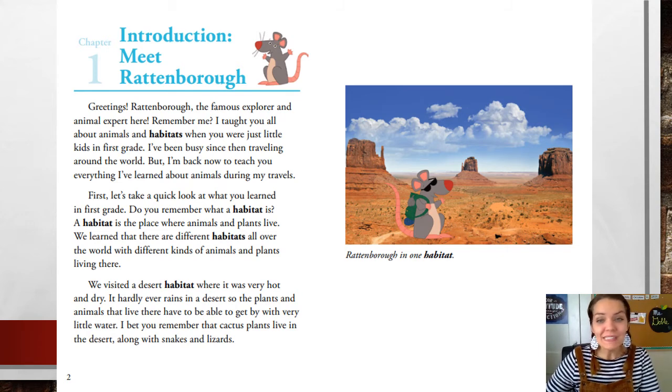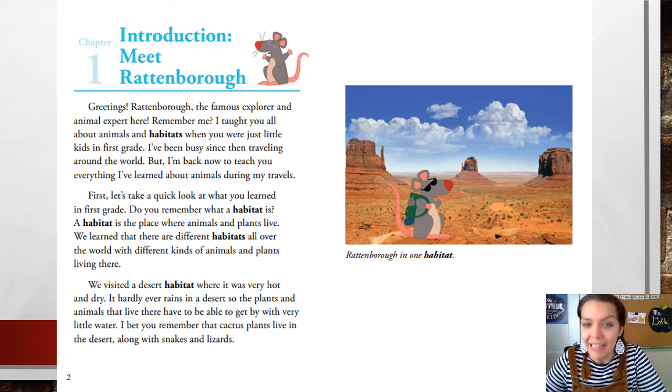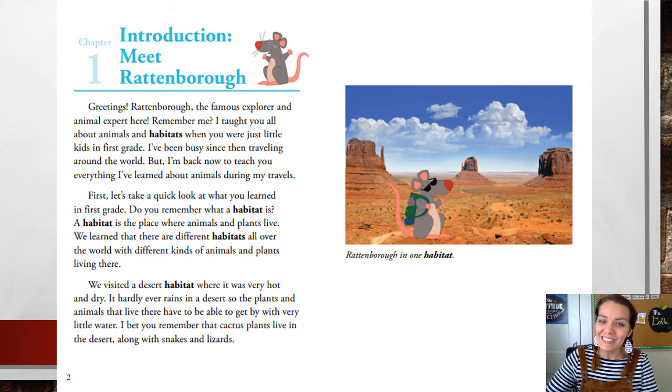I already noticed some text features on this page. I see our title, our heading. I see a photo with a caption and bold words that tell me important words or vocabulary words. So let's listen to the chapter.